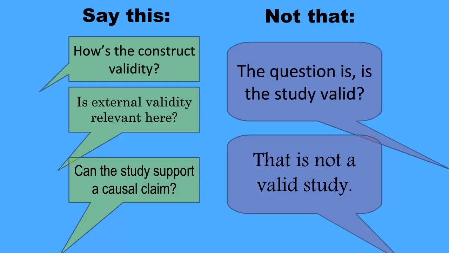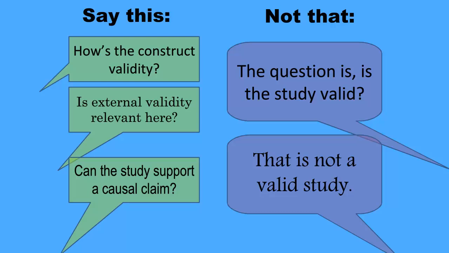So instead of saying things like that, practice and work on saying, how's the construct validity? Is external validity relevant here? So ask about the specific validity and ask specific questions there. Instead of saying things like, that is not a valid study, ask these more specific questions. Can the study support a causal claim? What kinds of priorities, what kind of validities were prioritized here? So just a general kind of caution and a call to action, really, to start practicing getting more specific in your questions as you learn these things.